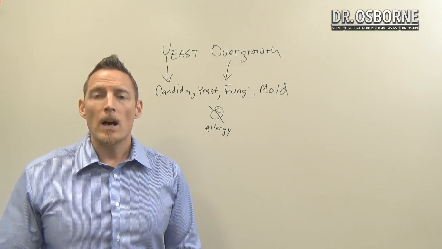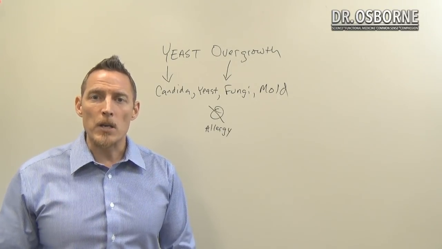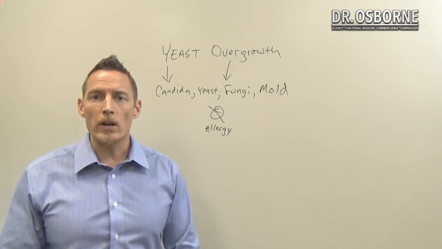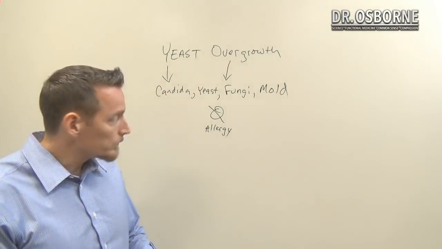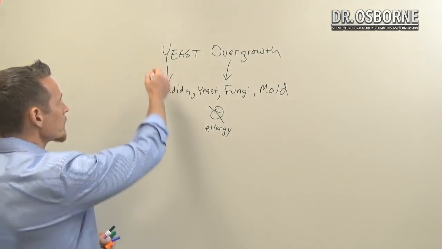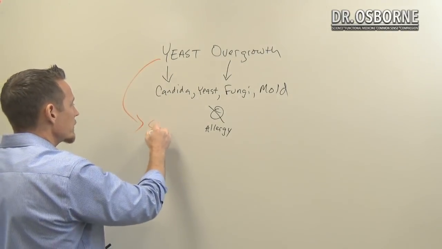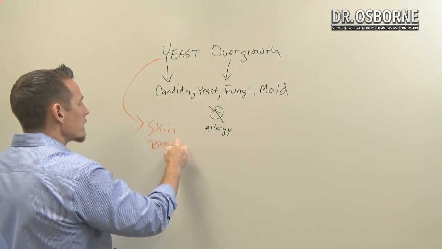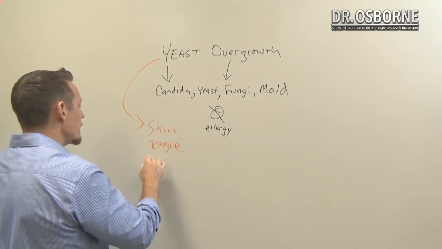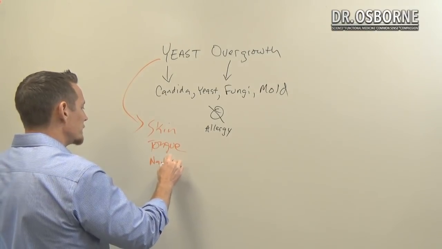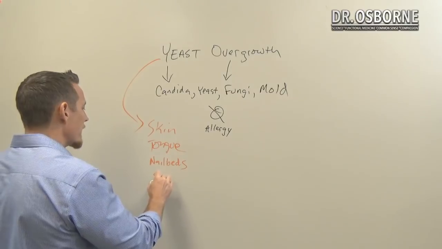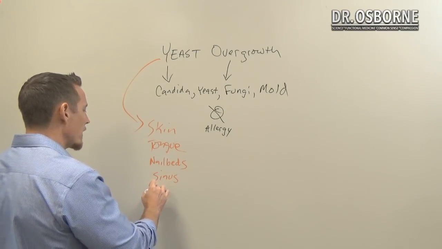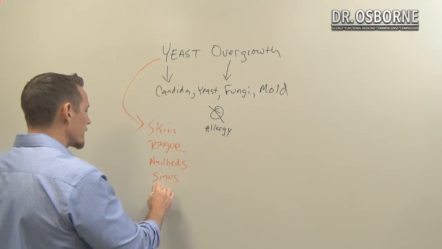Now, a lot of women, particularly women, will also pick up urinary tract infections with chronic yeast overgrowth. What I mean by saying that is, in essence, where does yeast grow? If we look at the different locations, we said the skin, we said the tongue, we also have nail beds as an option. Sinus cavities, a big option, and we'll talk more about that in just a minute, but we also have the urinary tract.